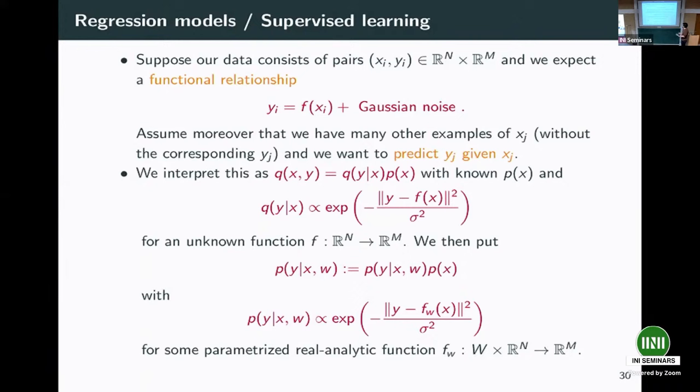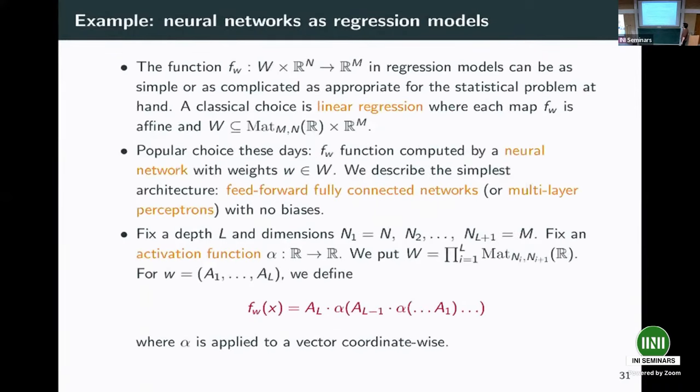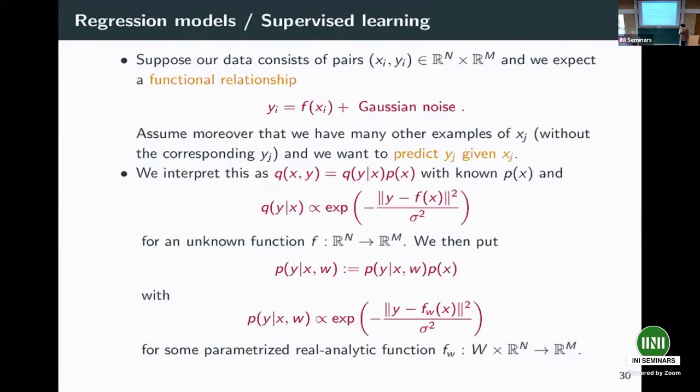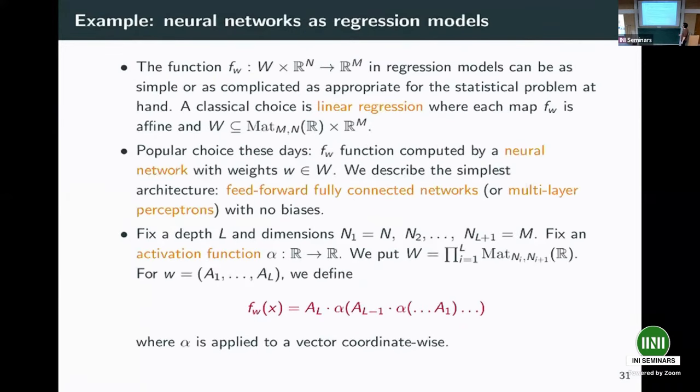And then we can set our models to have the same shape, with the same P of X, and the conditional distribution again of this Gaussian form around the graph of a function. But this time this function will be a parameterized real analytic function of W in R^n. I explain this because it's a regression problem, as opposed to the unsupervised or general statistical problem, and also because it is the one that will come at the end in the application. As an example, I will talk about neural networks as regression models.